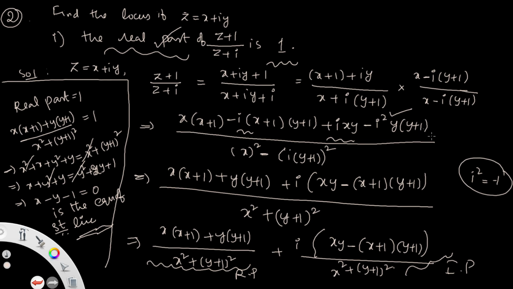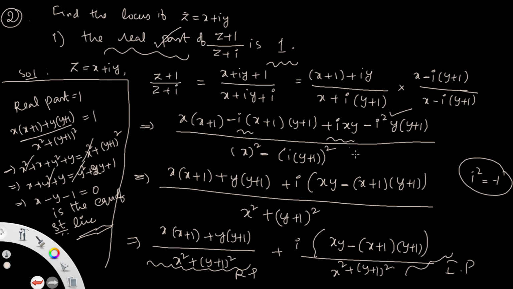Now just do the general multiplication: x into (x plus 1) and (x plus 1) into i into (y plus 1), that is this term, and iy multiplied with both terms, ixy minus i square into (y plus 1). The denominator is of the form (a plus b) into (a minus b), that is a square minus b square. So i square means minus, then you get plus (y plus 1) whole square. Here also i square equals minus 1 means plus. Without i, this and this are the real part: x into (x plus 1) plus y into (y plus 1) by x square plus (y plus 1) whole square is the real part.